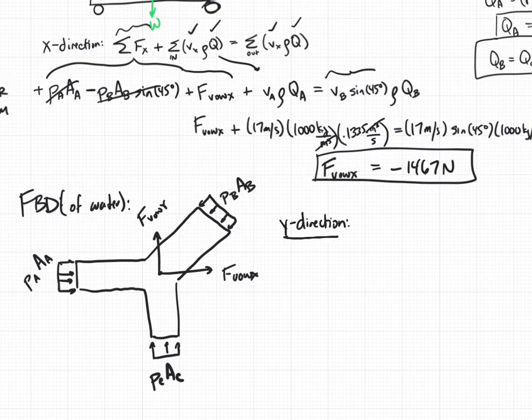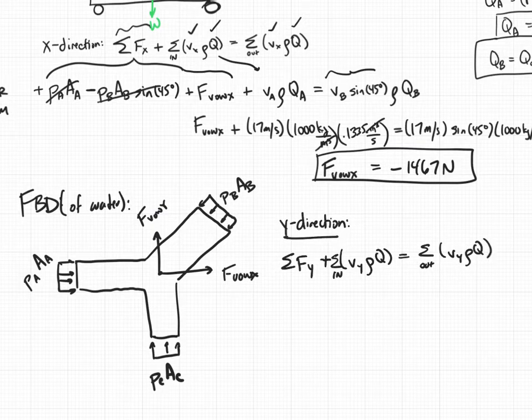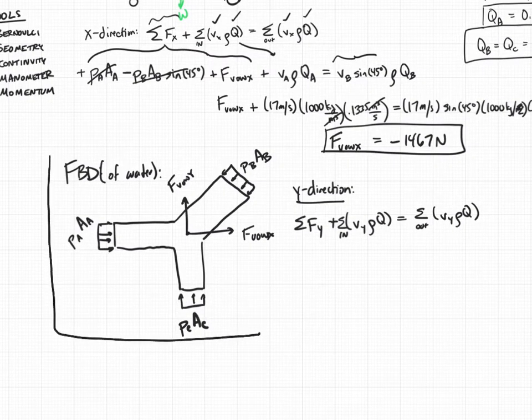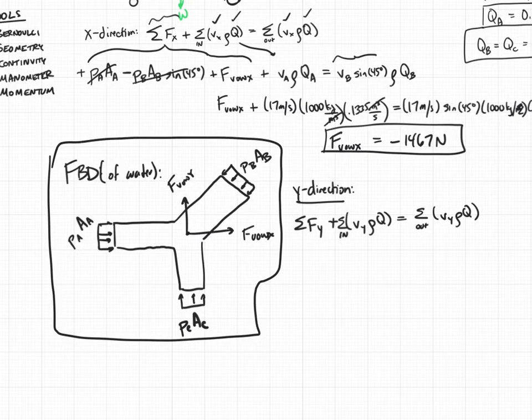This is going to be very similar. We're going to say the sum of the forces in the y direction, plus the sum in of V_y rho Q, equals the sum out of V_y rho Q. This will be a little bit better since I've managed to draw this a little bit simpler, since I actually have a free body diagram. This is why we do free body diagrams. They make your analysis much easier. Instead of guessing, like I was earlier, we can just look at them.